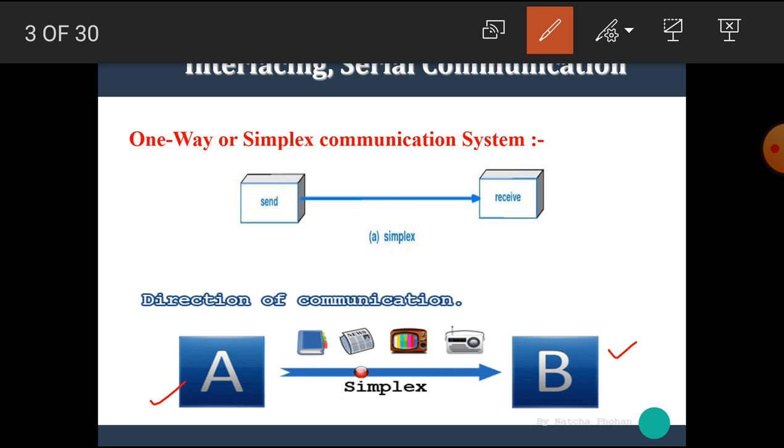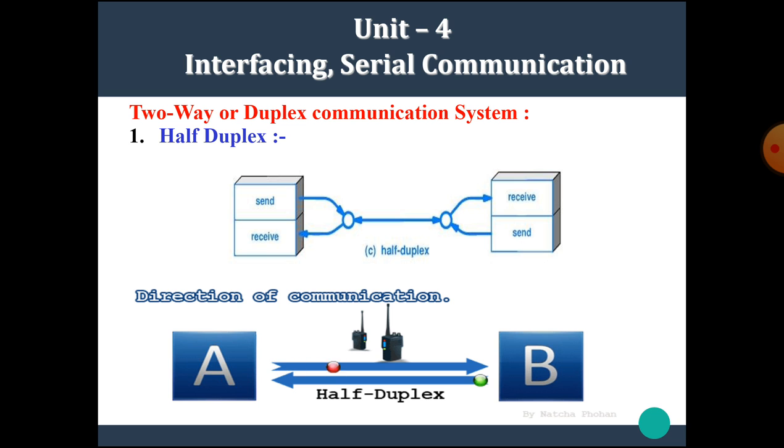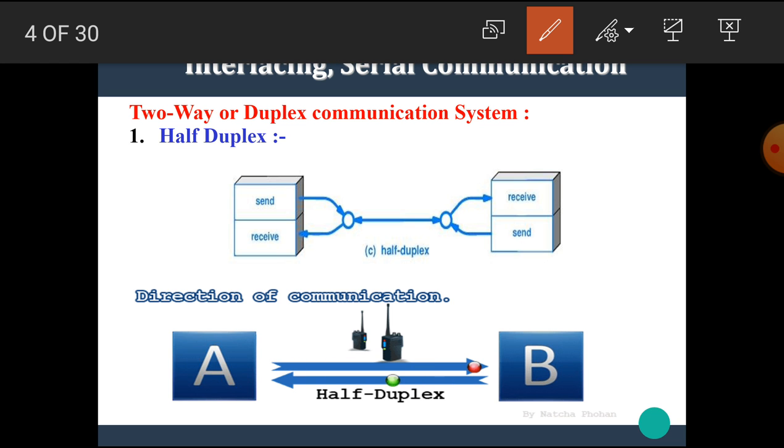The example of the simplex communication system is our TV broadcasting or radio broadcasting, etc. In that type of system, the communication happens in only one direction. Okay. Now let's see the next type of communication system, duplex communication system. The duplex communication system is further divided into two types. First one is half duplex and second one is full duplex.